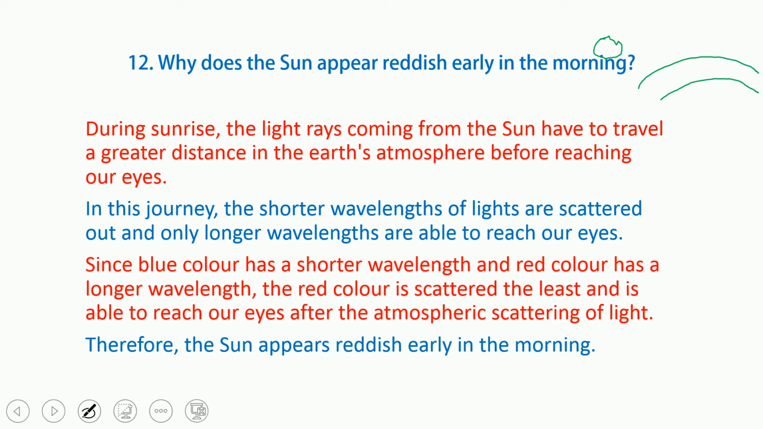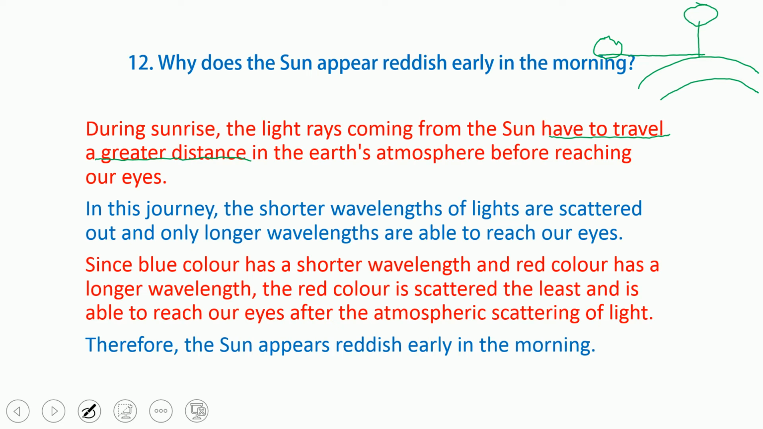Here it is, and the horizon. Here it is like this. This diagram you can draw. Now here, during sunrise, the light rays coming from the sun have to travel a greater distance in the Earth's atmosphere before reaching our eye. That is the important point.